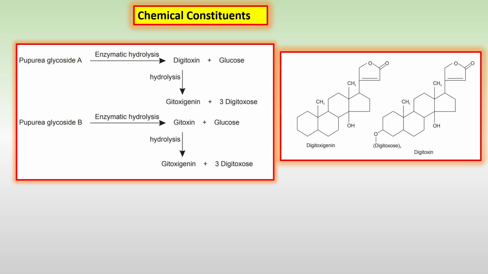cardenolides. There are 2 types of drugs, cardenolides and bufadienolides, but we are studying here only the active principle or active constituents of digitalis. So I am not going in depth to explain. We should know the structure: digitoxigenin and digitoxin. In digitoxin, it's shown that the linkage of the glycoside with the digitoxose, the carbohydrate moiety or the glycon moiety, can be shown in the structure.